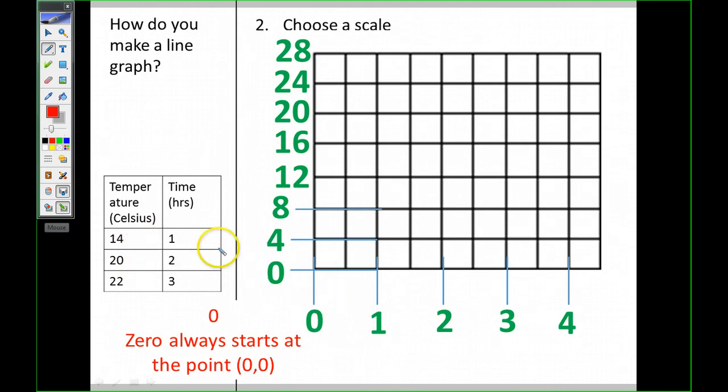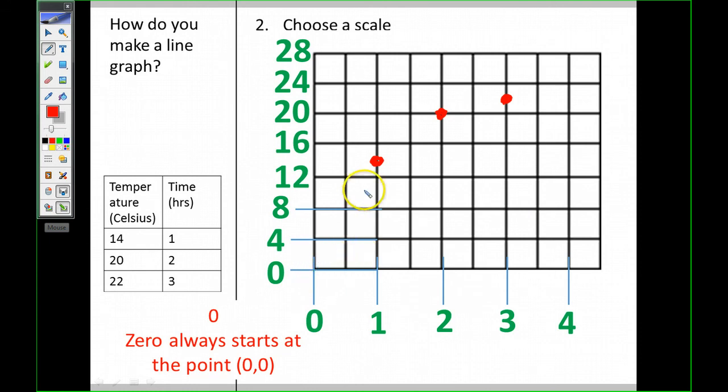If we go 114, 114 would be here, 220, 220 would be here, and 322, well, this is really easy. The way we have it would be right there. There's our data. Well, if this is a line, you need to then draw a line.